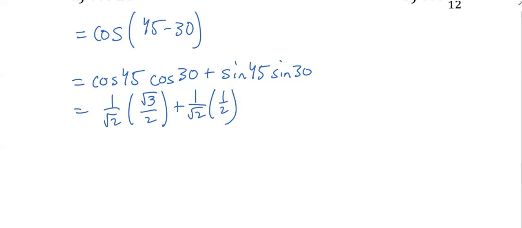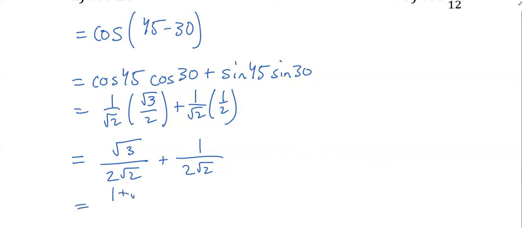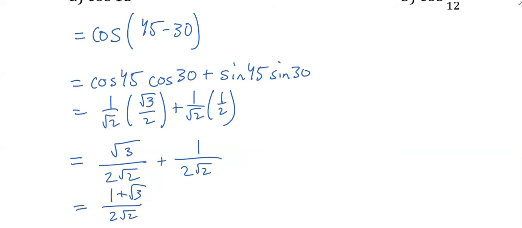So you can use special triangles for that, but like I say, it helps speed things up, make you much more efficient if you know at least some of them. And now we expand, and this ends up being root 3 over 2 root 2 plus 1 over 2 root 2, which is 1 plus root 3 over 2 root 2. We okay with that? Cool.